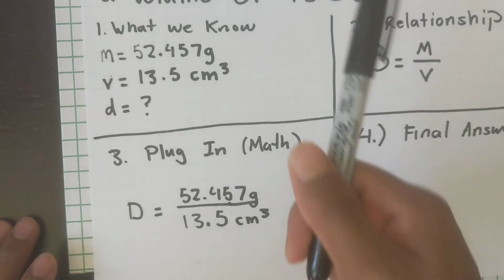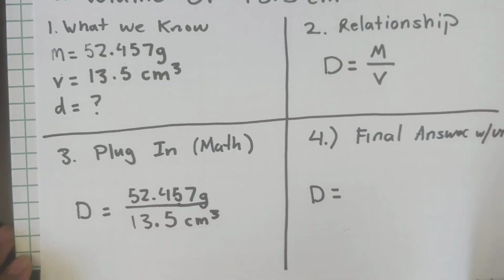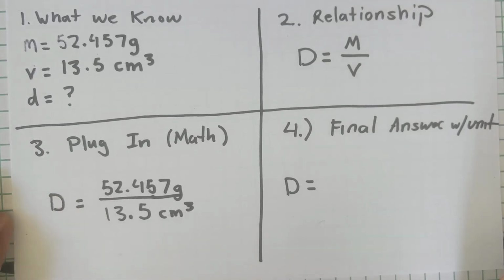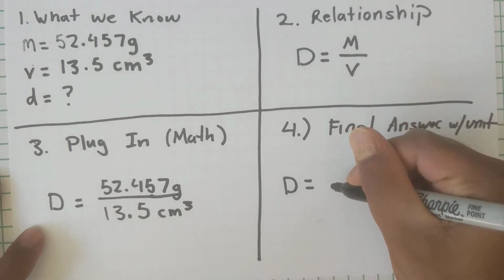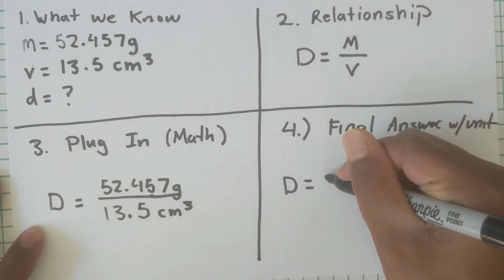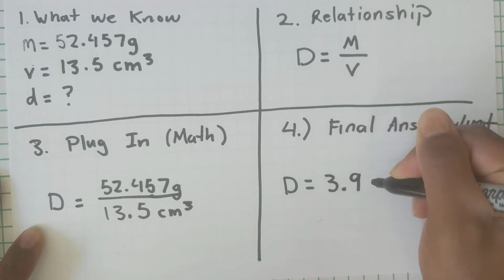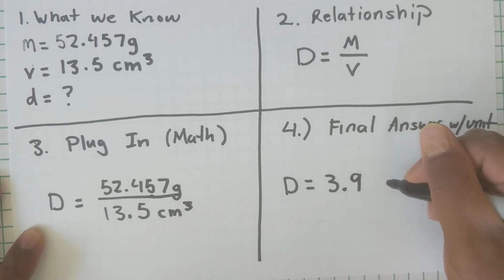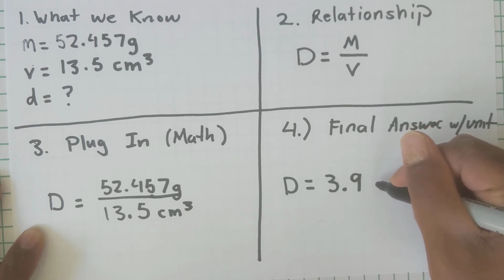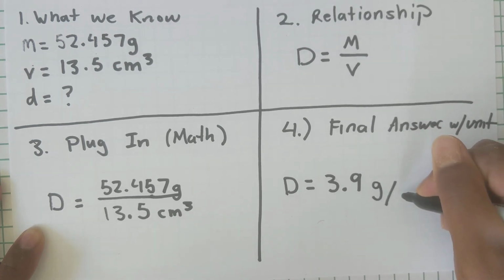However, since our volume only has one decimal in it, we're only going to use one decimal for our final answer. So we have 3.88. I'm going to round that to 3.9. So our final answer is 3.9. And then we have to include our units. So density is mass over volume, so I have to include the unit of mass, which is grams, over centimeters cubed.